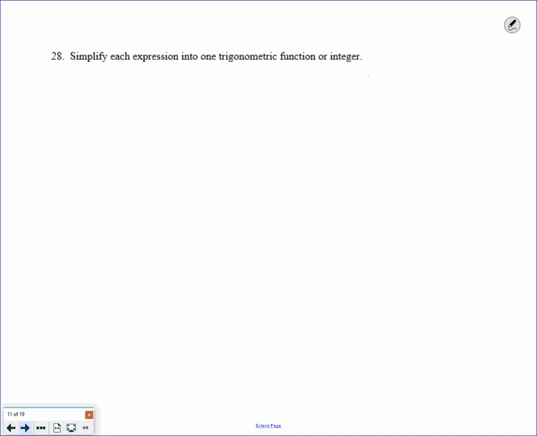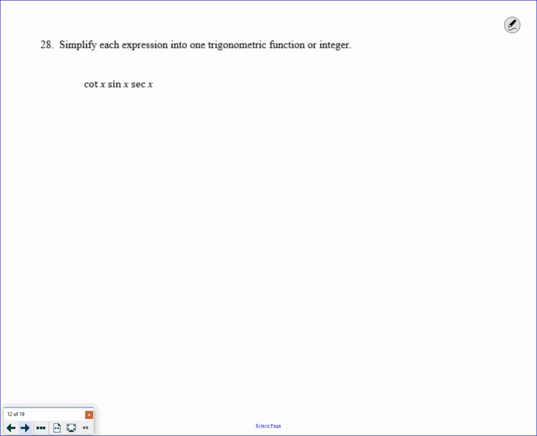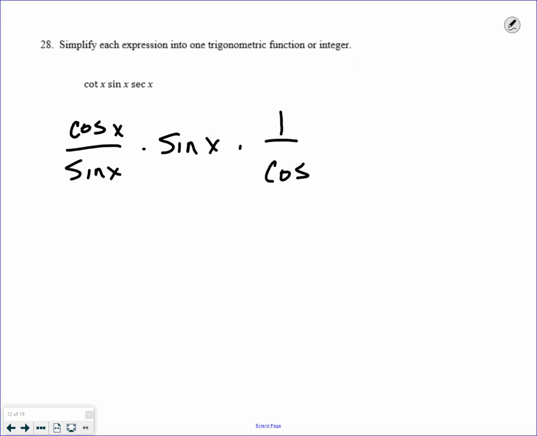Next one, simplify each. So our first one is cotangent x, sine x, secant x. You're multiplying all those together. So you basically need to get this all in cosines and sines. So cotangent is cosine over sine, times sine. I don't want to make that look like it's in the denominator. Times sine times 1 over cosine. All right, so now sine would cancel with sine. Cosine would cancel with cosine. I'm left with 1 as the correct answer.